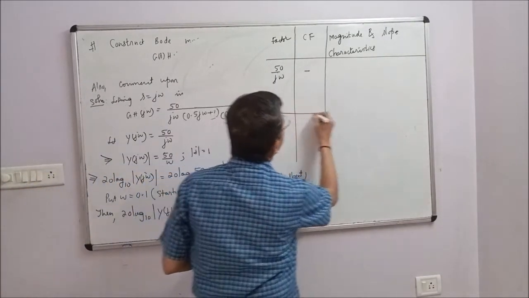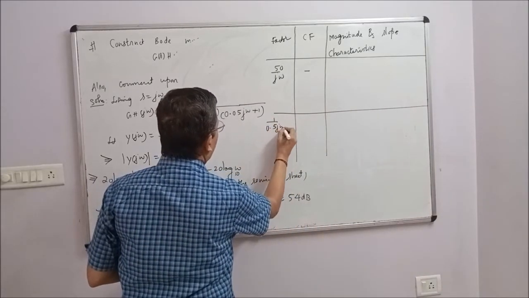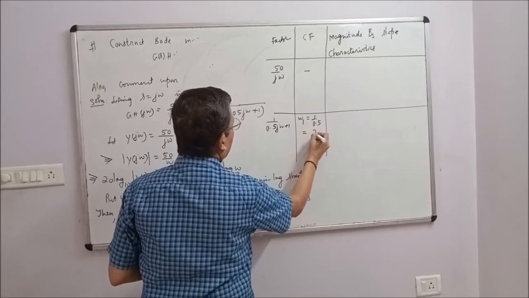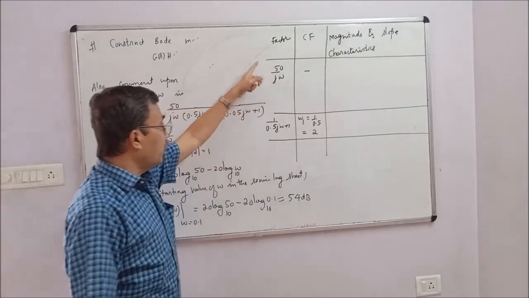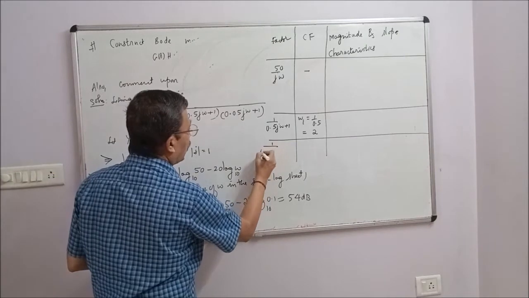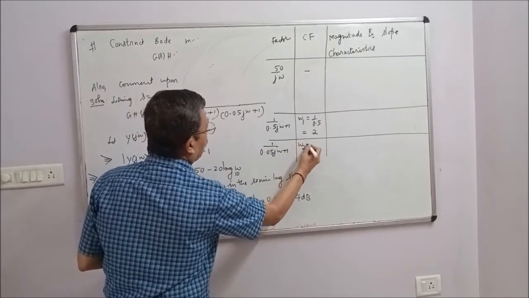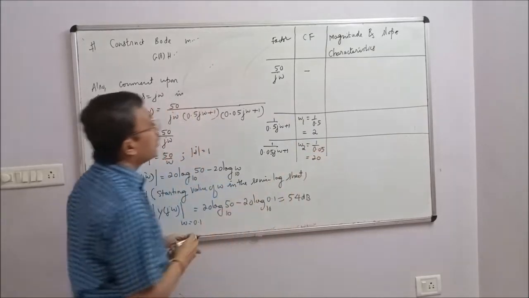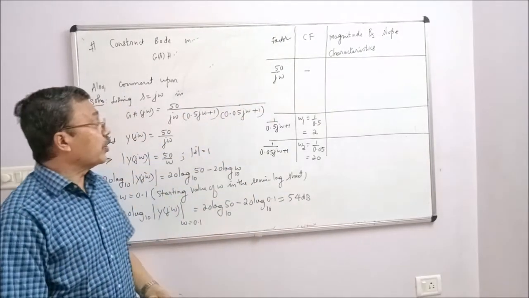Then I'll write 1 over 0.5 j omega plus 1. Omega 1 is equal to 1 over 0.5, which is equal to 2. These factors must be written in the increasing order of corner frequencies. Next one is 1 over 0.05 j omega plus 1. So what is omega 2? 1 over 0.05 is equal to 20. The factors must be written in the increasing order of corner frequencies.